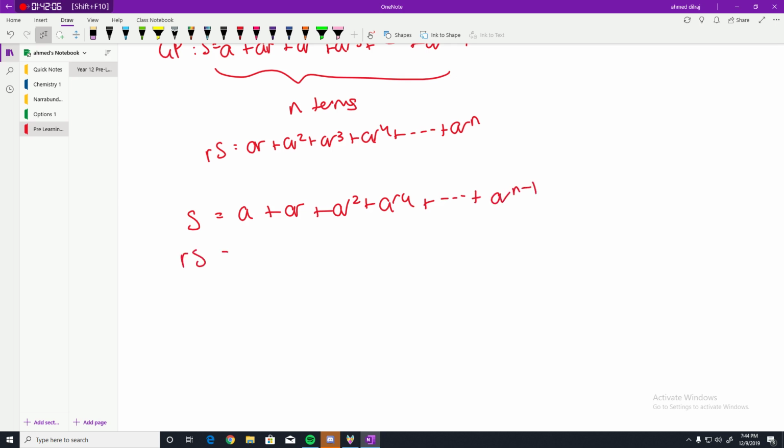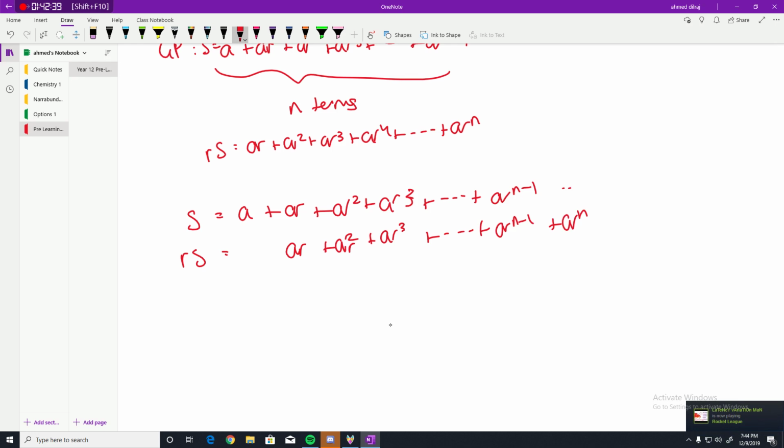And RS is equal to AR plus AR squared. Notice this gap is on purpose. AR squared plus AR cubed, I missed cubed, sorry. AR cubed plus all the way plus AR to the n minus 1 plus AR to the n.